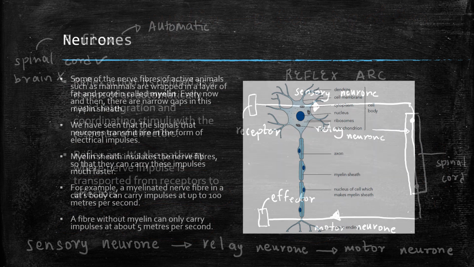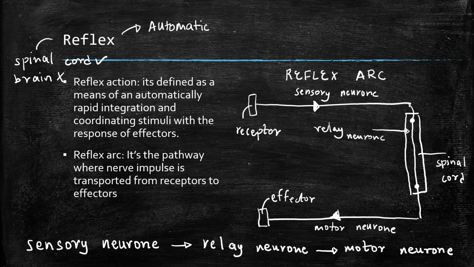Then we'll look at reflex. Now, what we need to know about reflex is that it is automatic and the impulse doesn't go to the brain. It passes through the spinal cord. Reflex action is defined as a means of automatically and rapidly integrating and coordinating stimuli with the response of effectors. The reflex arc is the pathway where a nerve impulse is transported from receptors to effectors.